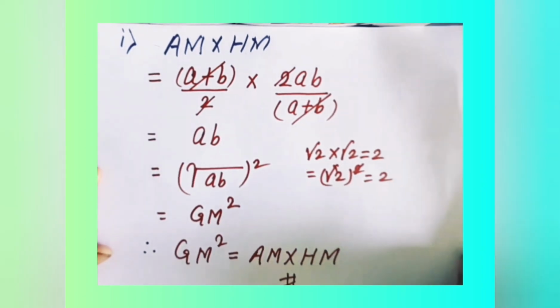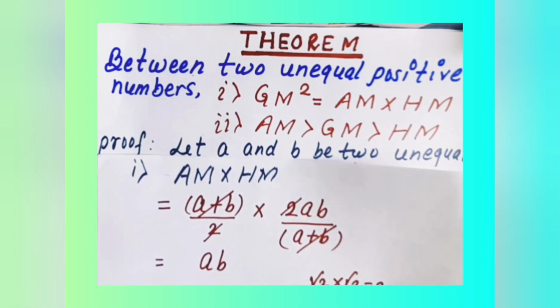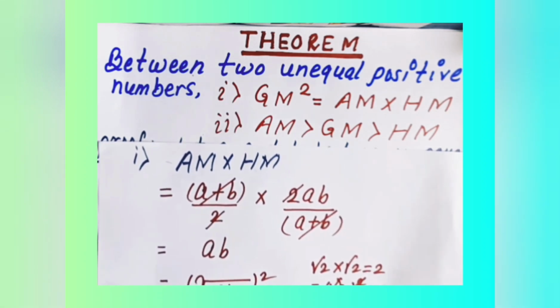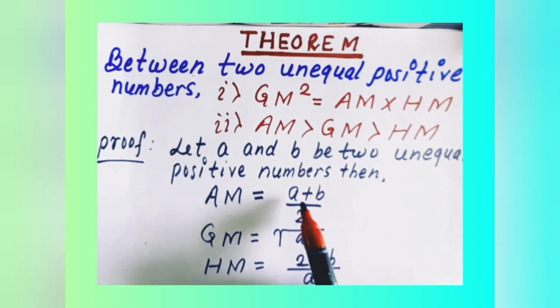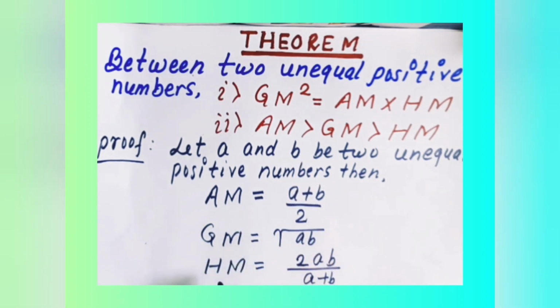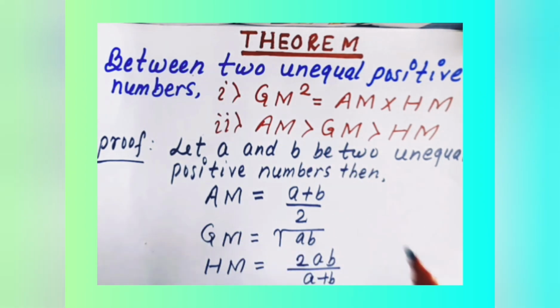And now we are going to prove the second condition. In the second condition we are given AM is greater than GM is greater than HM. So we have already written this: AM means (a plus b) by 2, GM means root over ab, and HM means 2ab upon (a plus b). Now we are going to prove AM is greater than GM is greater than HM.